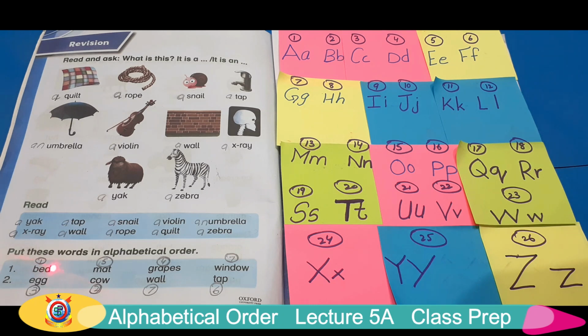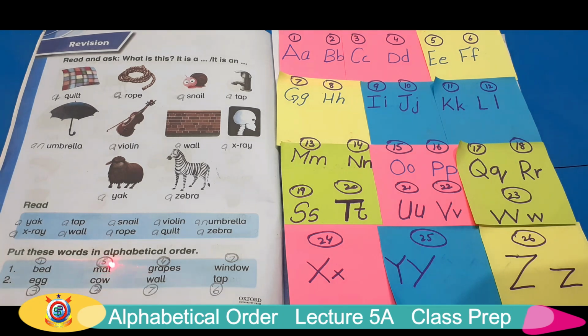The first word is bed. So, can we see this chart? Where is the first? Where is the B? The B is on the second number. Okay, but there is no A here. We don't have any word from A. So, the B is our first one, because we don't have a word starting from A.